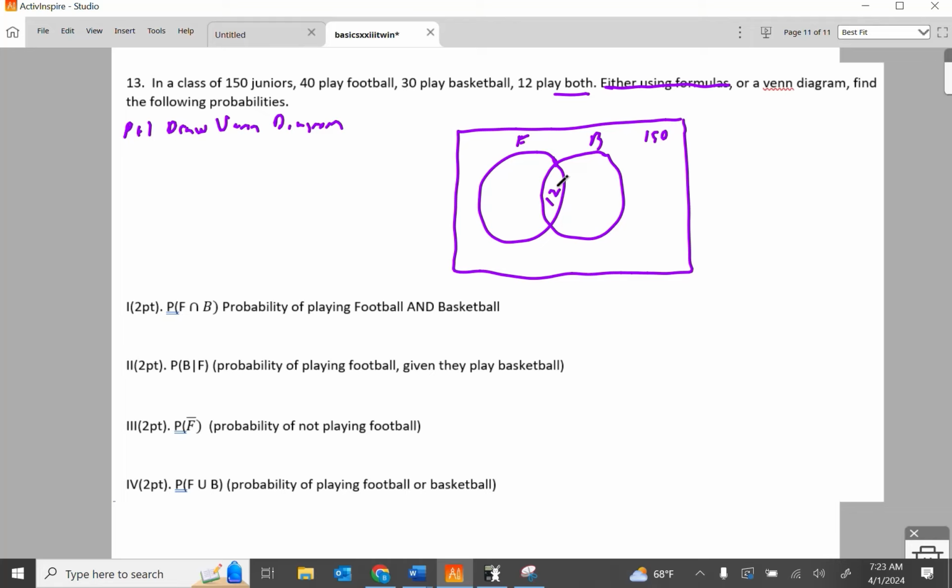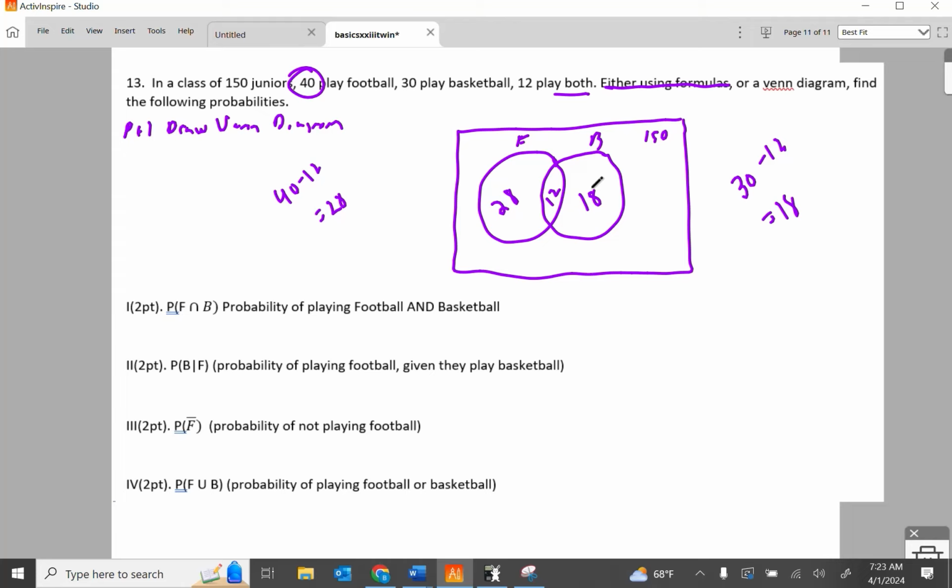And there's 12 kids. Now 40 play football. 40 minus 12 is 28. So this is going to be 28. 30 play basketball. 30 minus 12 is 18. So this is 18. Alright, now I can answer all my questions.